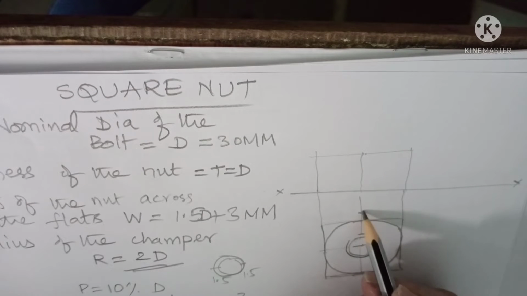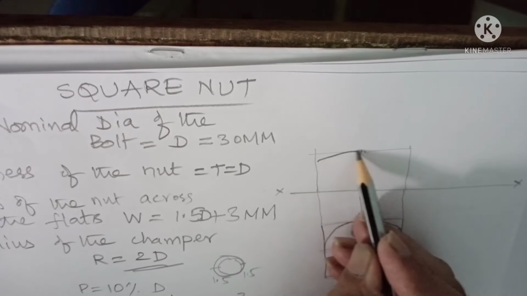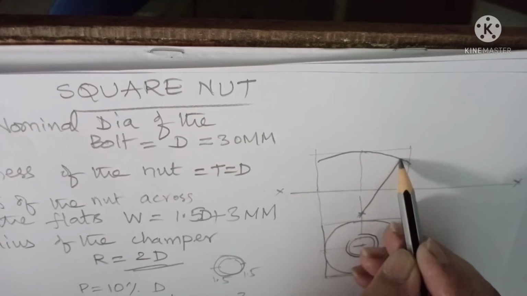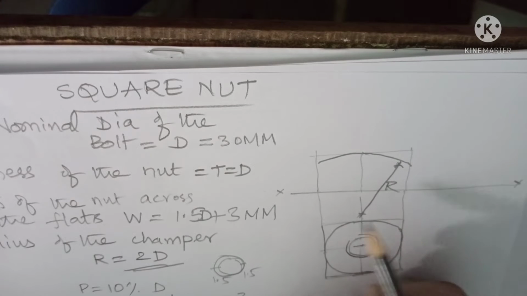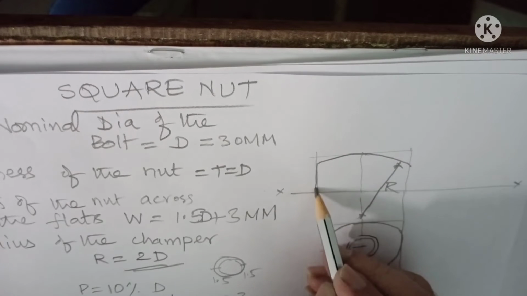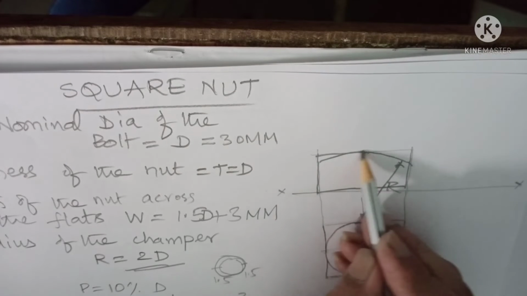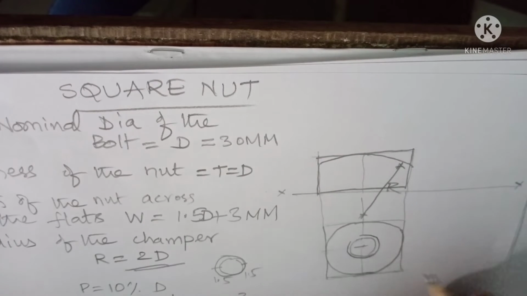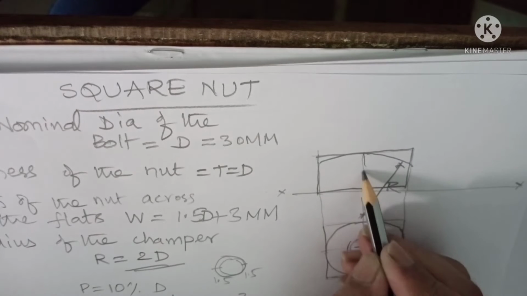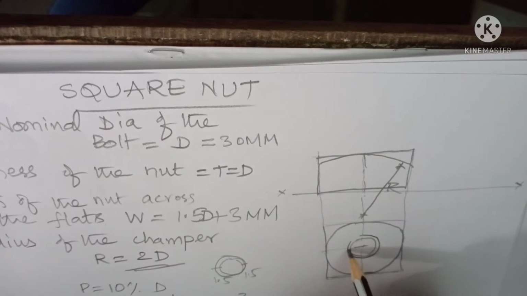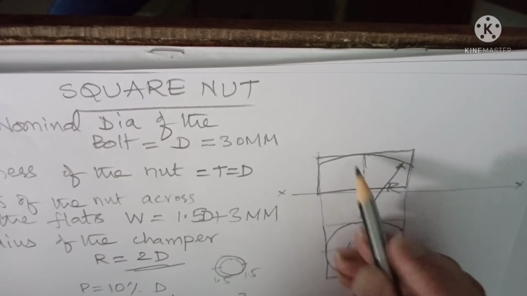Take 60. So this is the center. It is the 60, and draw the arc like this. This is how we are going. This is R equal to 2D, 60. So this is how we are going to have it in top view. This is how it is visible. And this is a center line. And we have to draw the hidden lines for these threads.